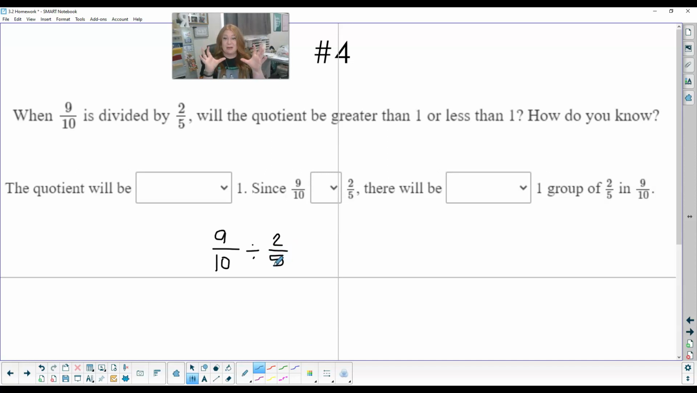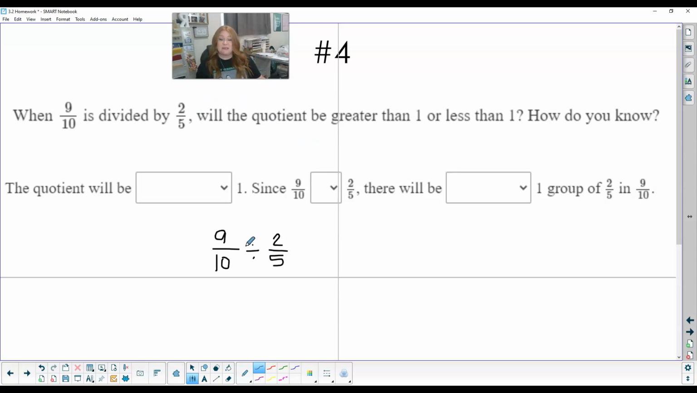I'm taking a bigger number and cutting it into smaller pieces. So now I'm going to have more pieces, right? If I have 1 candy bar and I cut it into smaller pieces, now I have more pieces. It's the same candy bar, but now I have more than 1 piece of the candy bar. So when we take a big number divided by a small number, we get more than 1.